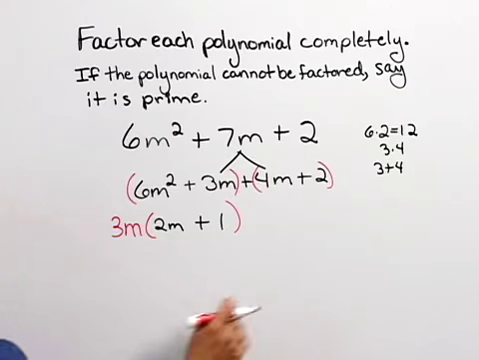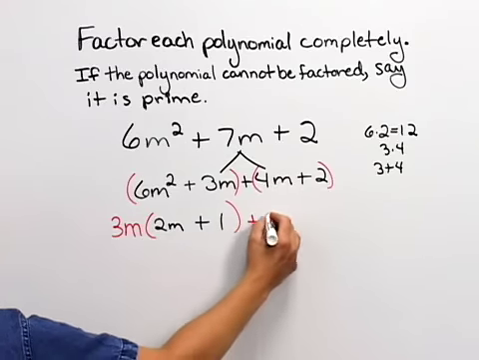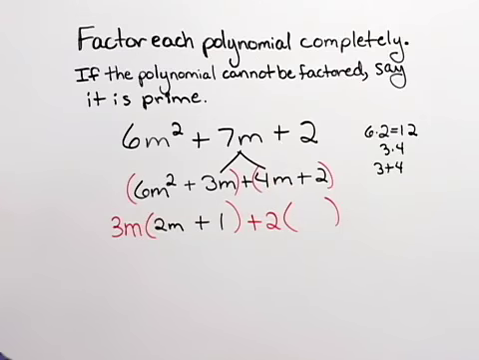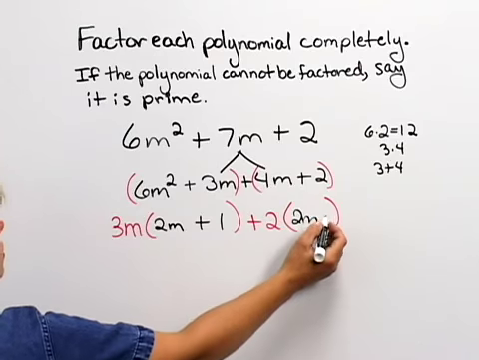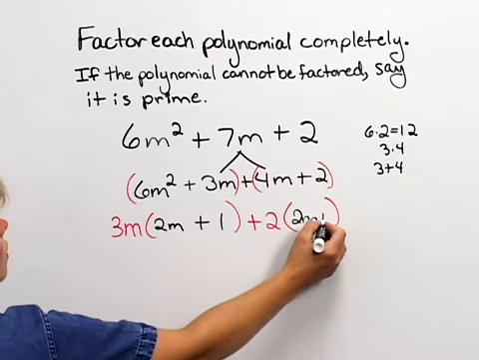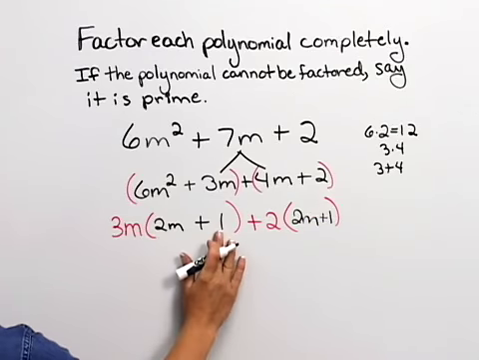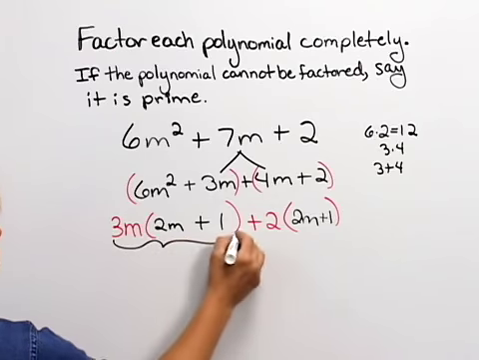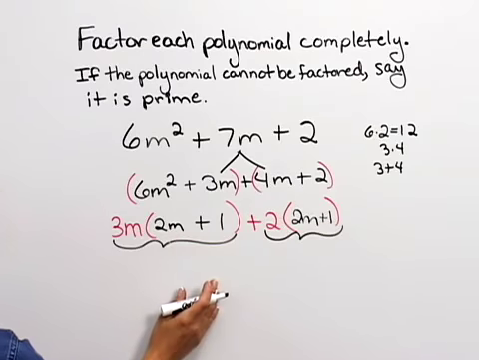Now let's look at our second parentheses. Notice that 2 goes into both those, so we'll factor 2 out. 2 divides into 4m, 2m times, and 2 divides into 2 once. Notice now that this is a 2m plus 1, and so is that. We can treat this as one large term and that is one large term. They both contain a 2m plus 1.